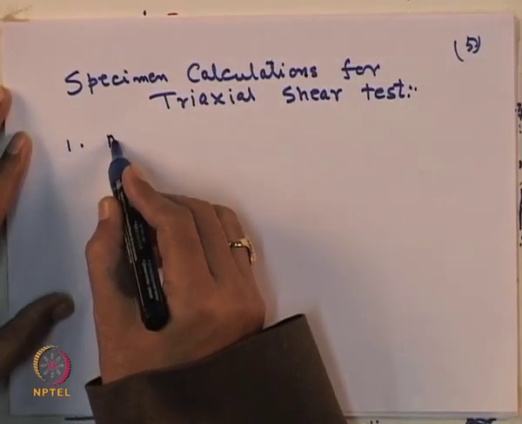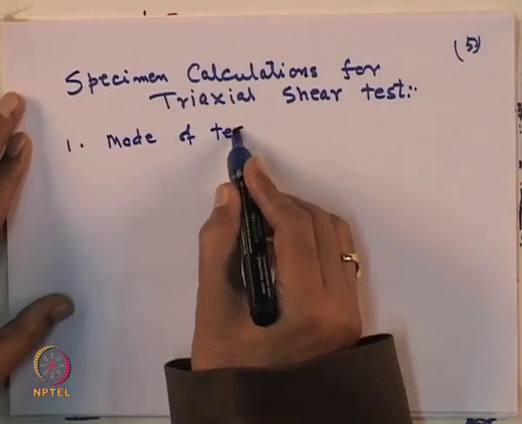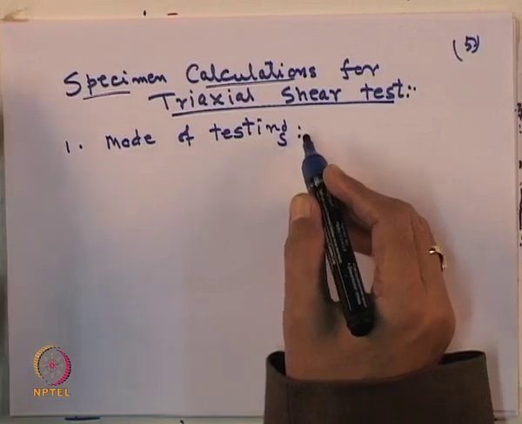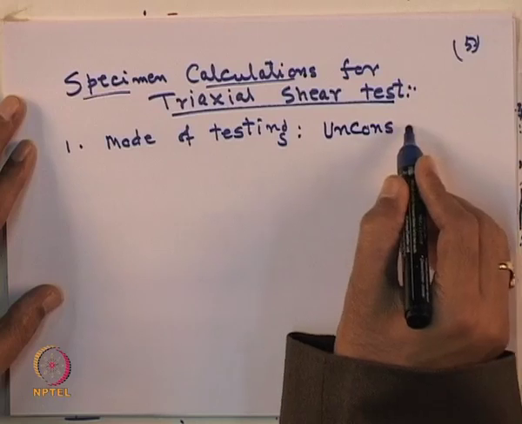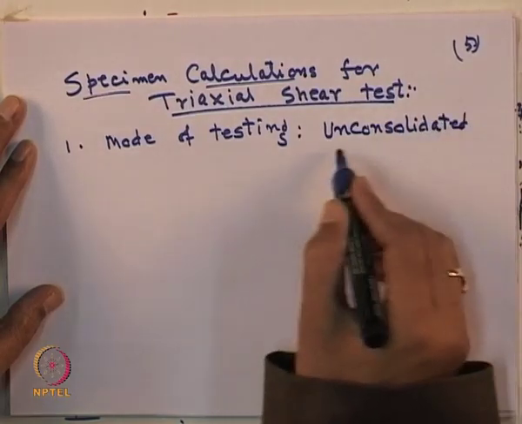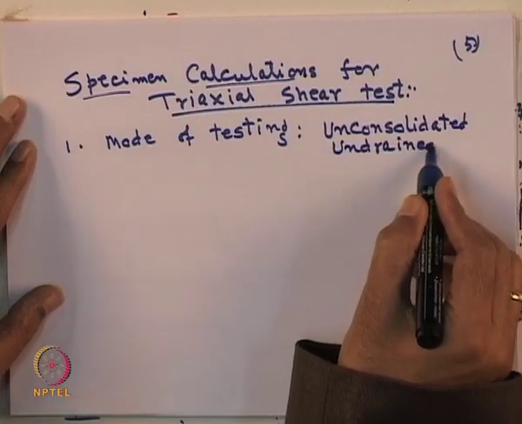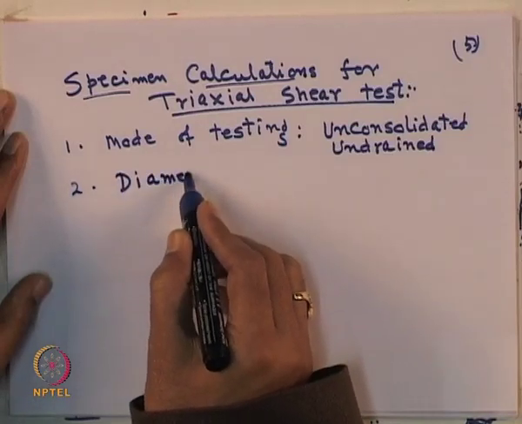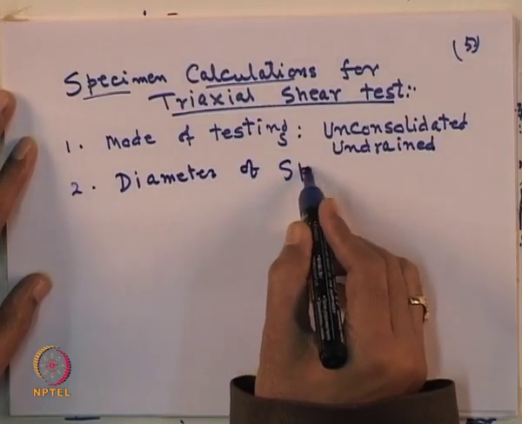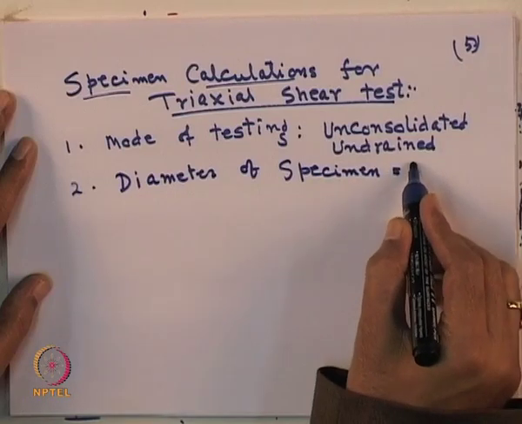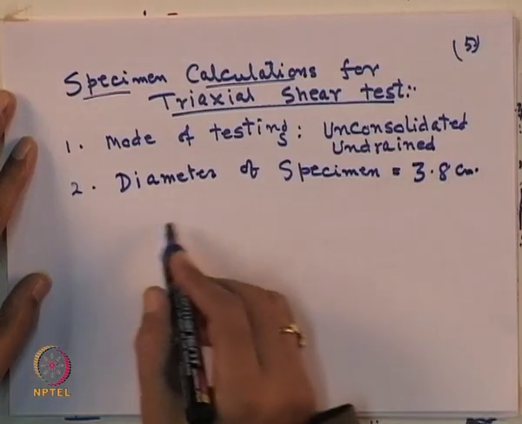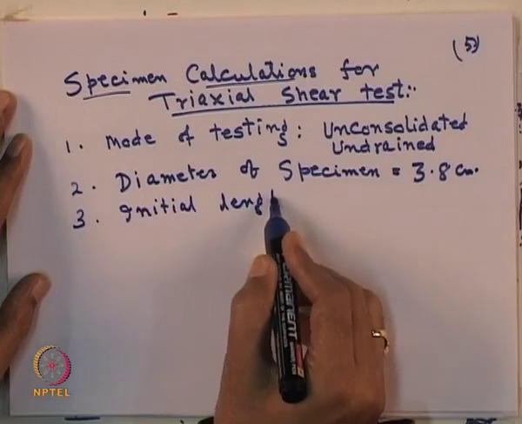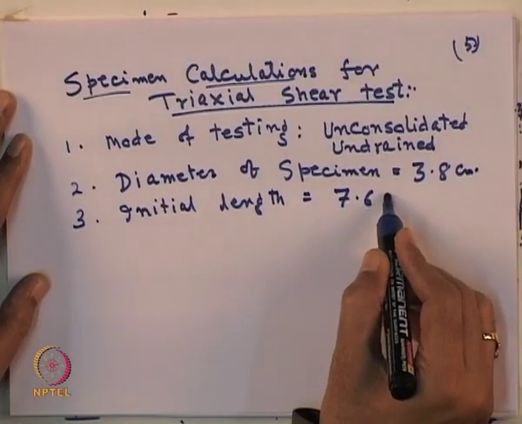So, first, the mode of testing, that is the unconsolidated undrained test. Now, you know the diameter of the specimen. The diameter of the specimen is equal to 3.8 centimeter, and next, the initial length of the sample is 7.6 centimeter.